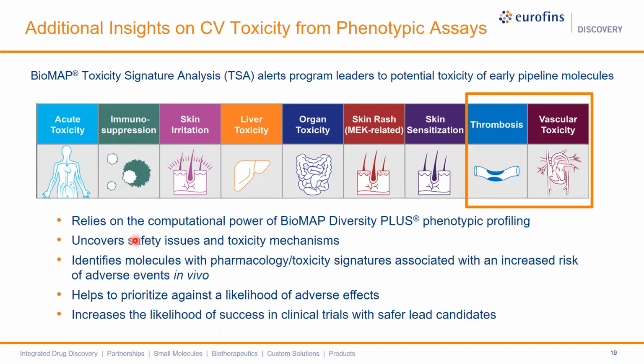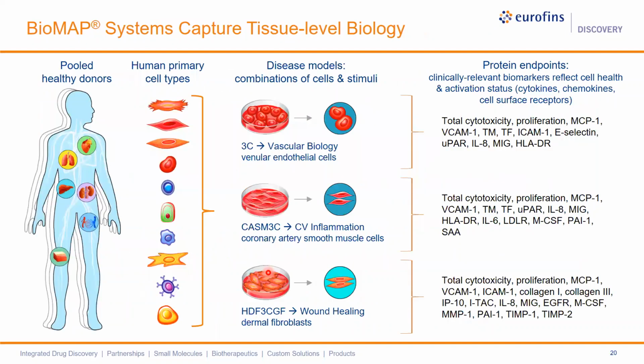So we know the BioMAP mechanisms of safety and toxicity, and then it can identify molecules with the pharmacology and toxicity signatures with an increased risk of adverse events. So that way you can prioritize against the likelihood of adverse effect. That will lead to safer lead candidates for your drug discovery program. So how did we go about this?